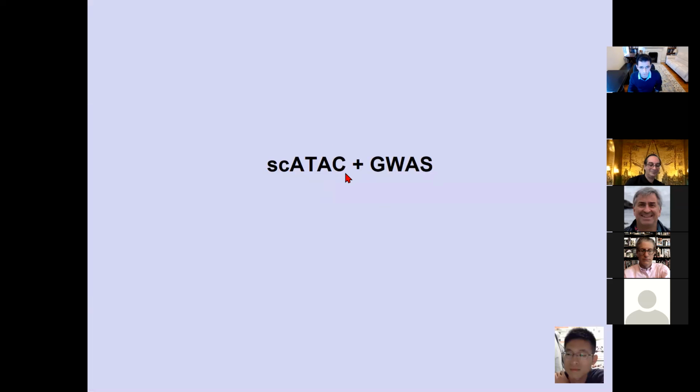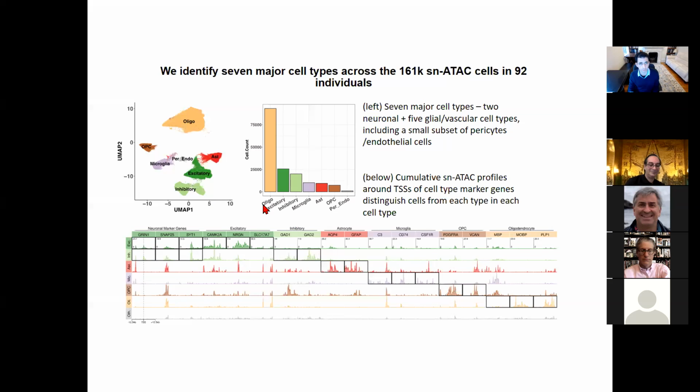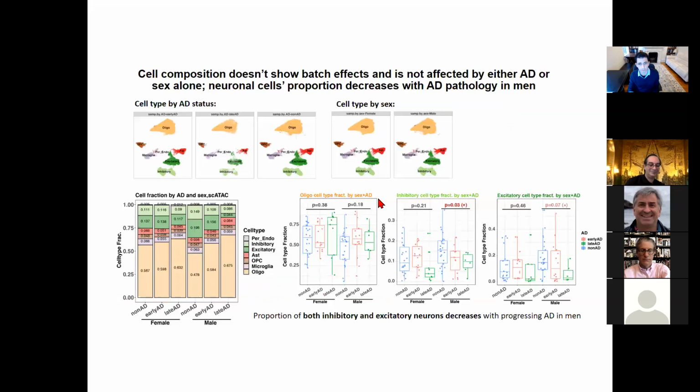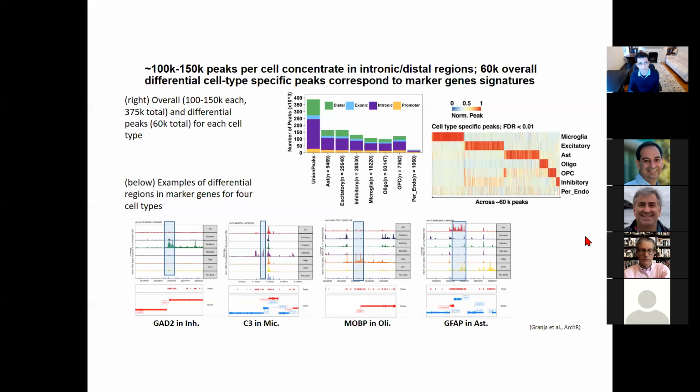We've also done a lot of work in single-cell ATAC and GWAS integration. Basically, taking all the single-cell ATAC data, calling cell types from this, classifying the cell types, and looking at the cell fraction and how that changes by AD, sex, etc. And then looking for genes that are differentially accessible in each of the cell types, looking at the peaks that are differential between different cell types, assigning these cell-type-specific peaks, and then looking at their corresponding enrichment.